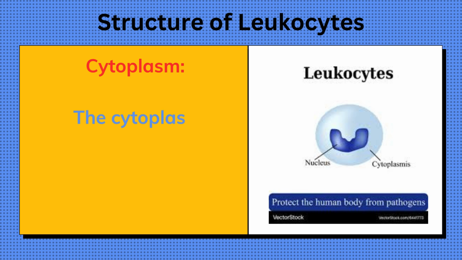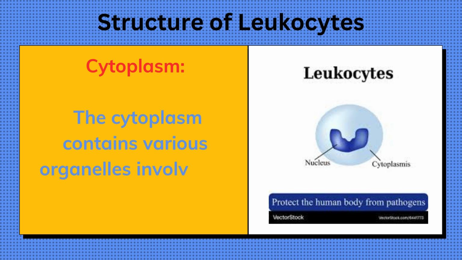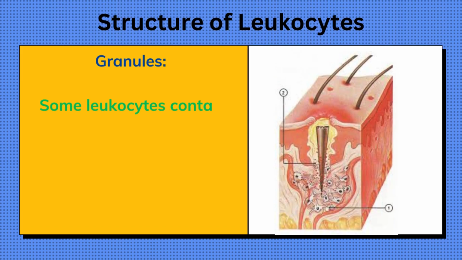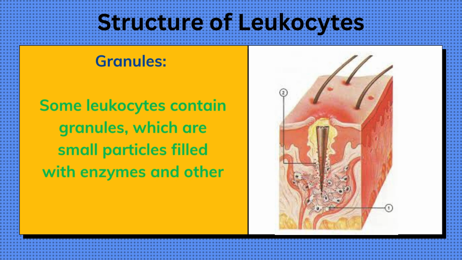Cytoplasm. The cytoplasm contains various organelles involved in cellular functions. Granules. Some leukocytes contain granules, which are small particles filled with enzymes and other substances important for their functions.